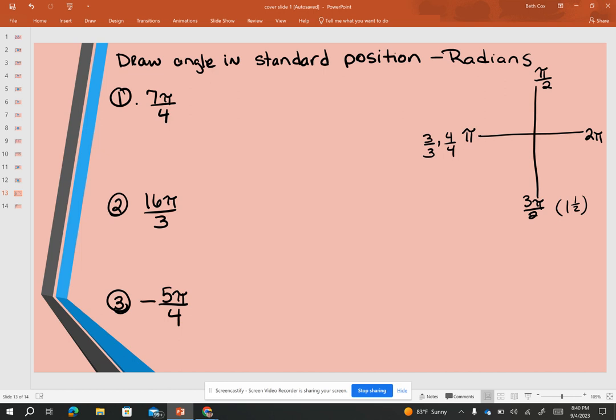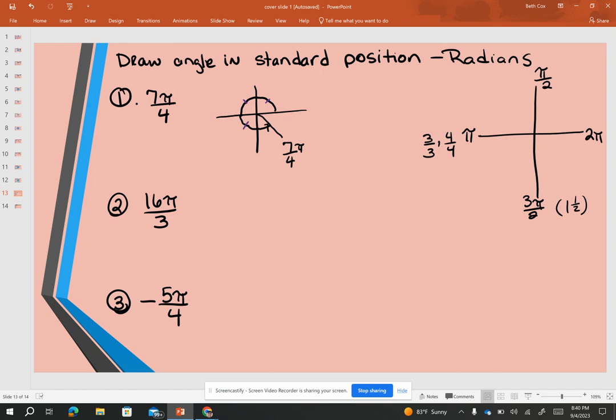Okay, so our first one is 7 pi over 4, or that's 7/4 pi, and it just depends on how you see it. I'm going to draw this one. I'm going to go 1/4, 2/4, 3/4, 4/4. That's 4/4 pi. 5/4, 6/4, 7/4. So there I am. It's 7/4 pi. There's my angle for that one. And I literally went around and counted my little fourths, and I made it all the way around.